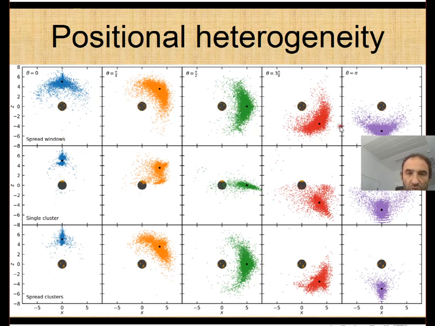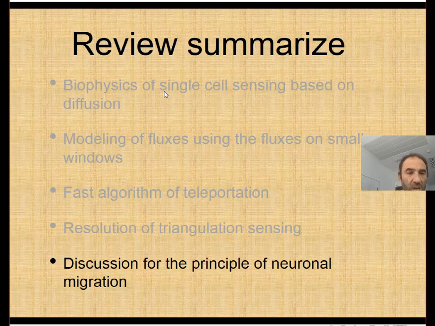depending on the location of the source here, as you can see, how the cell is able to locate where the source is positioned. And finally, the review discusses some principles of neuronal migration.